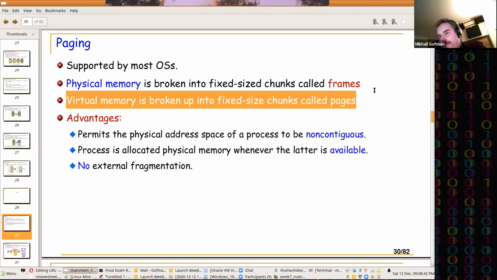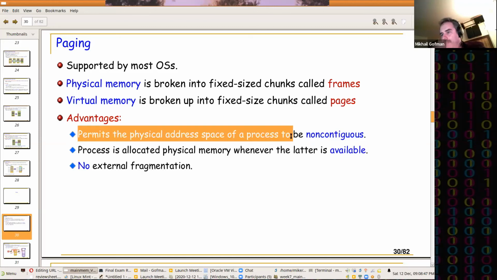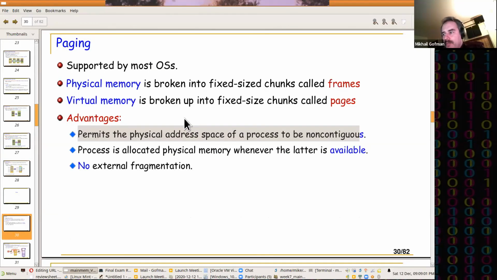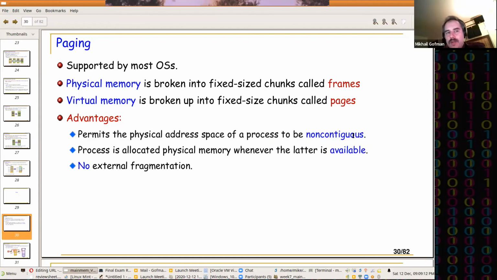And the advantage of paging is that it permits the physical address space of a process to be non-contiguous. In other words, before we always assumed that all of the process memory is stored contiguously. Paging allows the process memory to be non-contiguous. One part of process memory can be stored in one part of memory and the other in the other part of memory.